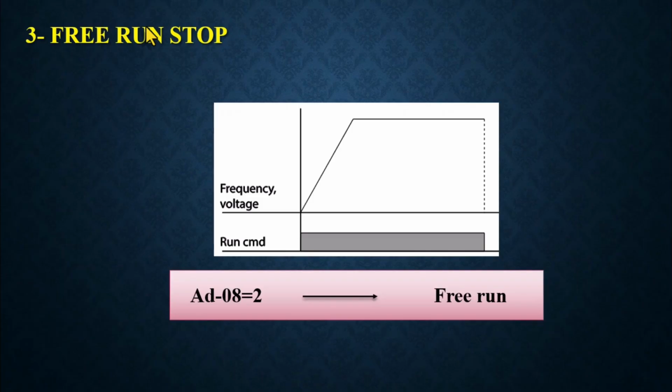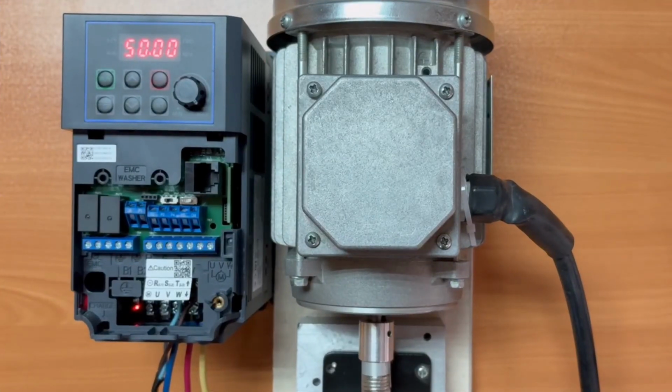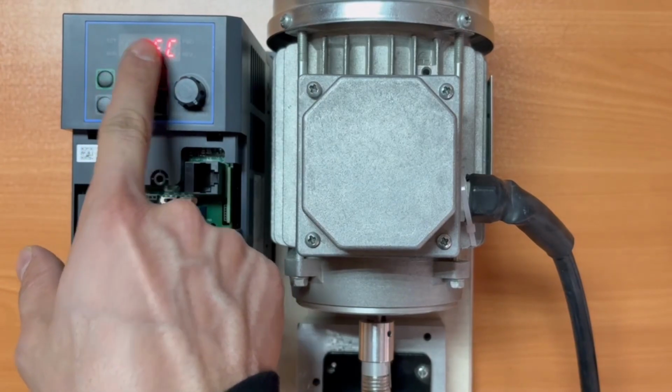So these are the different stop modes in the G100 inverter. Let's test these three modes together on the G100 inverter and observe the differences between each. As we said, the first stop mode is via deceleration time. To set the deceleration time, we go to the main group and enter the DEC parameter. Here, I've set it to 10 seconds.